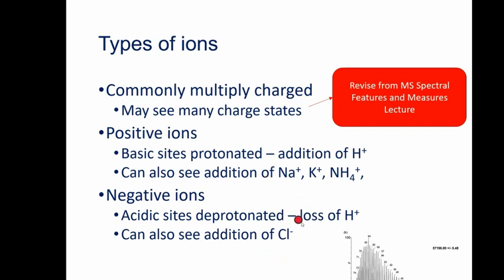Chlorine ions, or chloride adduct ions, are very easy to see. We usually see the chlorine isotope signature, which is very easy to spot in the negative mode spectrum.